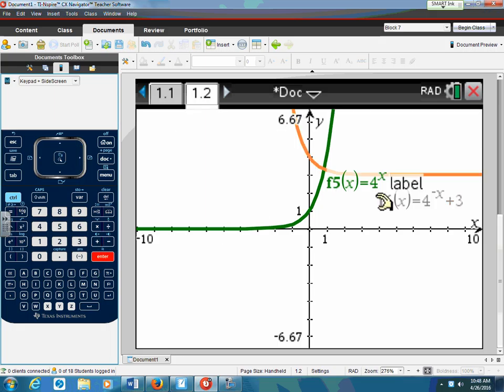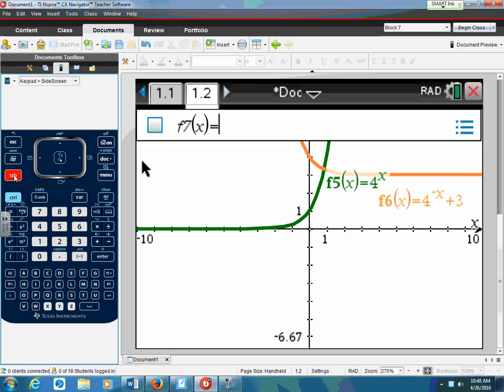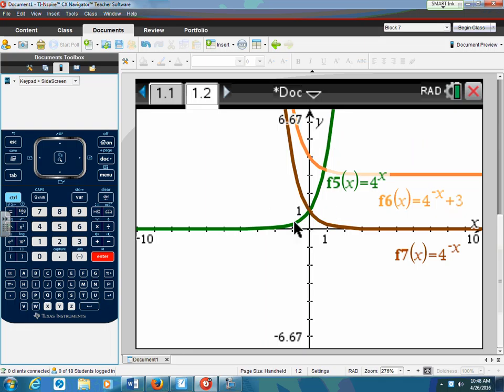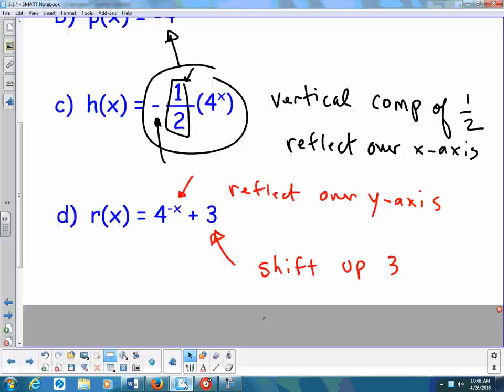All right, so what do we see? We see that it has been reflected over the y-axis. Let me confirm that by just doing one more: 4 raised to the negative x. All right, that's our reflection. There's my original, and this is my reflection, and then it's also been shifted up 3 units.